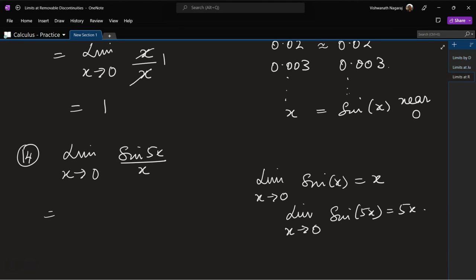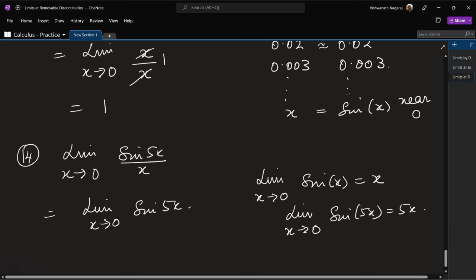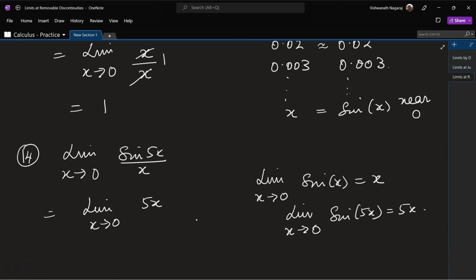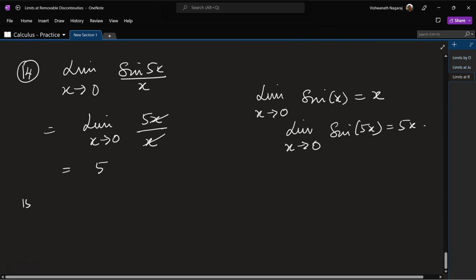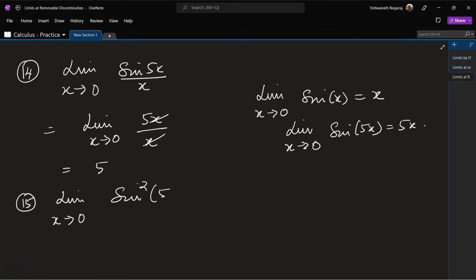So what we can do is this, we can write it as limit as x approaches 0 of sin 5x by x. This sin 5x can be replaced with 5x by x. So these two cancel out, which means this is going to be 5. 15th one. Limit as x approaches 0 of sin square 5x by 4x square.